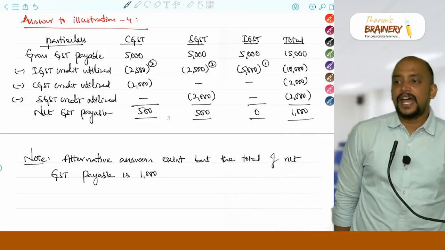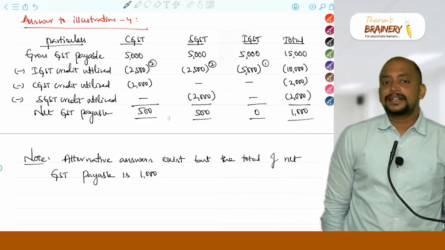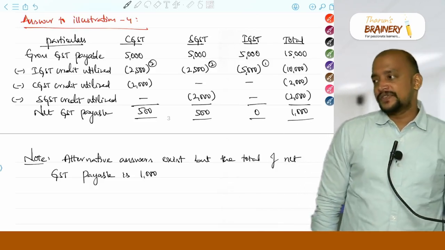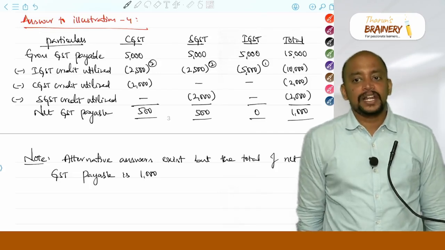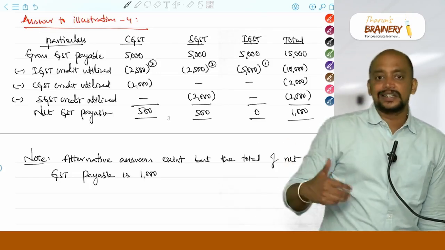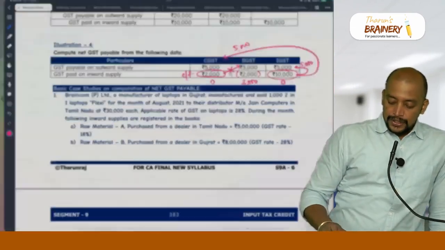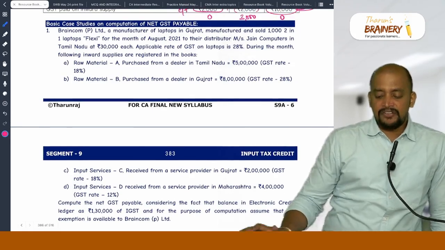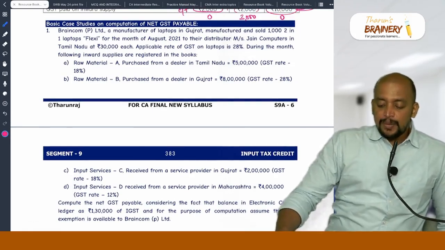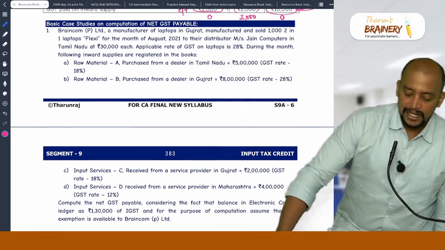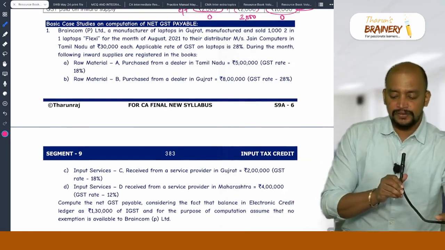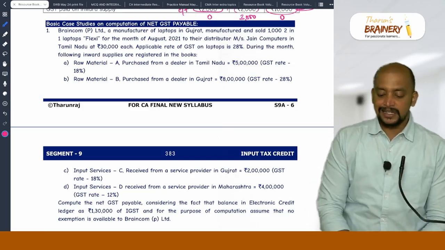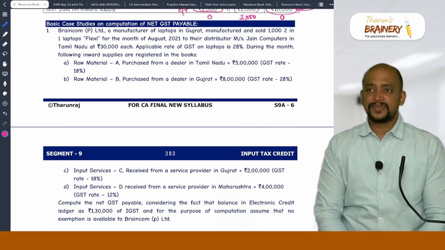So in that we have the transactions, and in the transactions we need to identify what is the nature of supply, whether it is intra or inter. Accordingly we determine whether it is CGST, SGST or IGST. So look into that question. Braincom Private Limited, a manufacturer of laptops in Gujarat, manufactured and sold 1,000 2-in-1 laptops Flexi for the month of August 2021 to their distributor Messrs. Jain Computers in Tamil Nadu at 30,000 each.